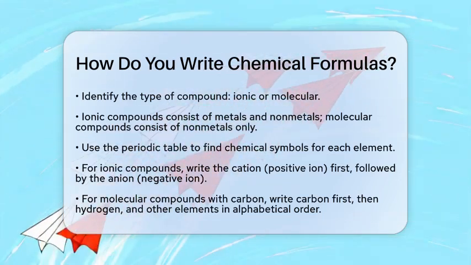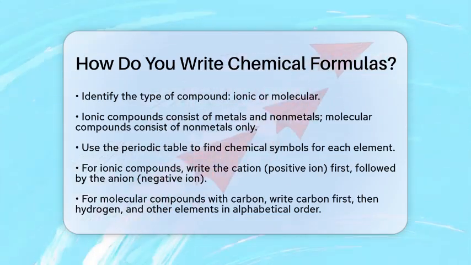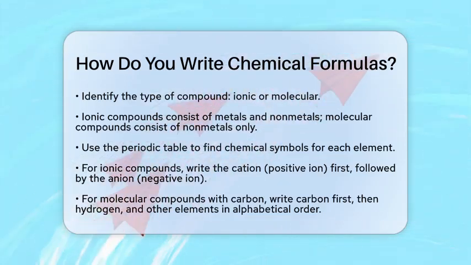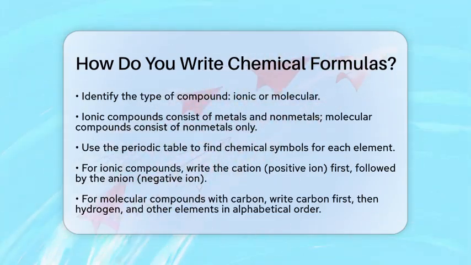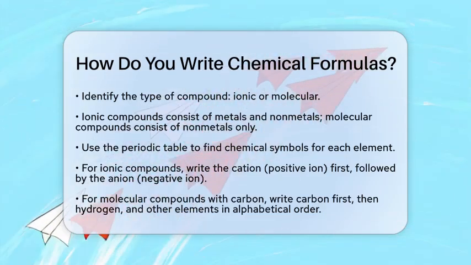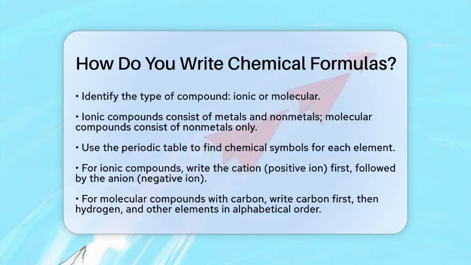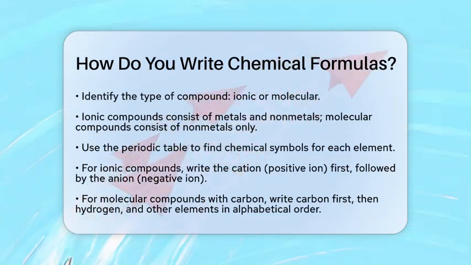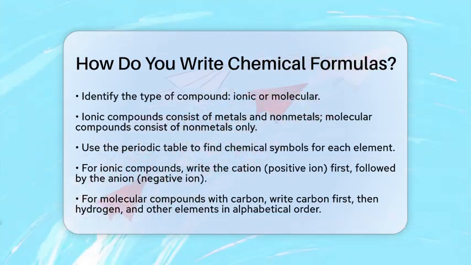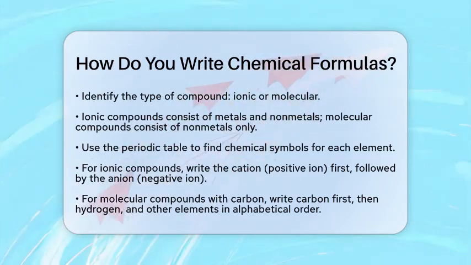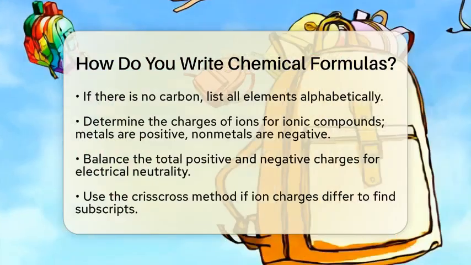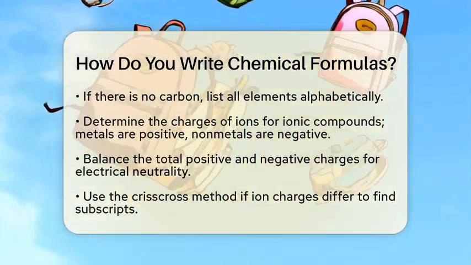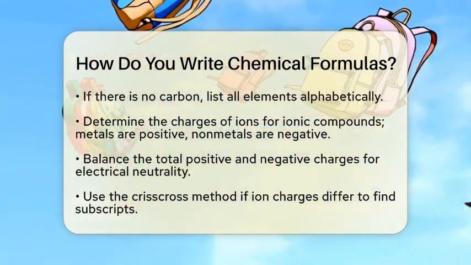Next, grab your periodic table. You will use it to find the chemical symbols for each element in your compound. For ionic compounds, always write the symbol of the cation, which is the positive ion, first. Then, write the anion, which is the negative ion. For molecular compounds, if carbon is present, write carbon first, followed by hydrogen, and then list other elements in alphabetical order. If there is no carbon, just list all elements alphabetically.